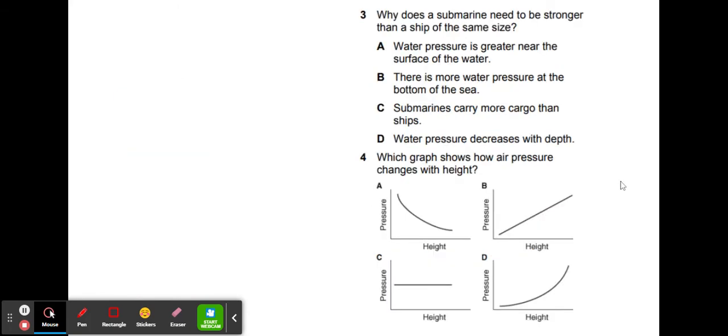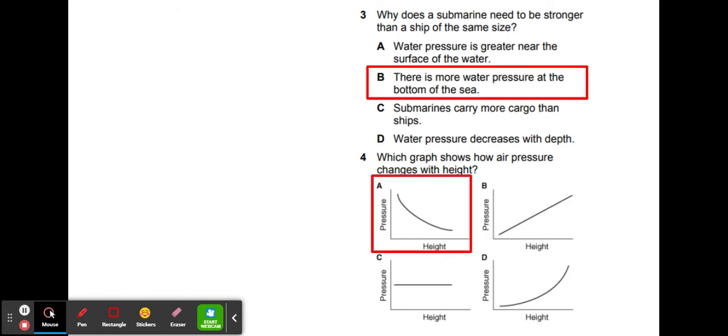Again, feel free to pause the video before we go through these. So a submarine needs to be stronger than a ship of the same size because there is more water pressure at the bottom of the sea. So that submarine down deep in the ocean will be experiencing more pressure than a ship on the surface of the ocean.